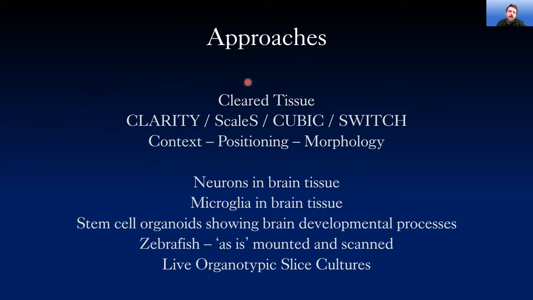We've primarily done this with tissues that have had optical clearing performed on them, and so far the best results that we've had are with CLARITY, Scale S and CUBIC. We've also tried SWITCH as well. These are just different techniques that are available. And I'm going to show you some data today with some neurons in brain tissue, microglia, some stem cell organoids, zebrafish, and some live organotypic slice cultures.